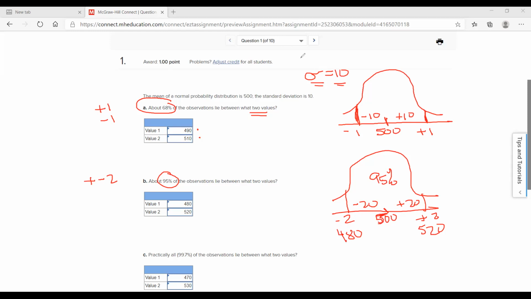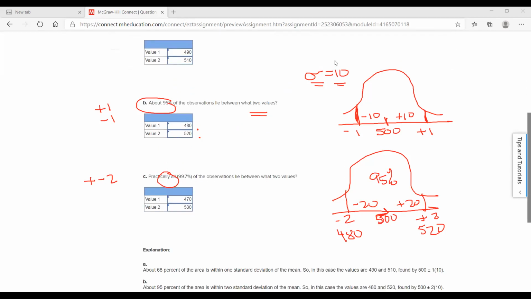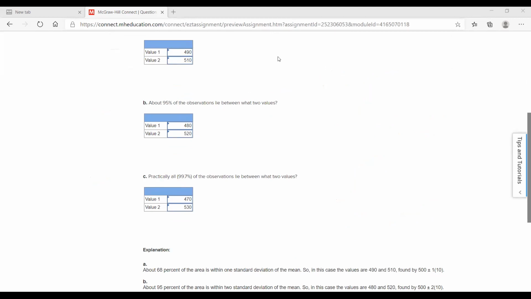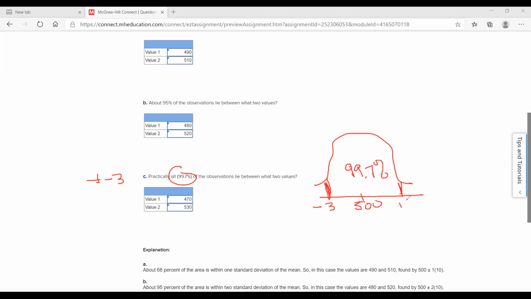Now on the third one, let me move this down. By definition, at 99.7%, we know that's plus or minus 3 standard deviations. So if I drew my curve, sorry, my writing isn't the best, you're basically saying you got 500 in the middle, and again, 99.7%. So you got a -3 and a +3 standard deviations. So you're going to add 30 and subtract 30, because remember, 3 times 10 is 30. So you're going to get 530 and 470 as your two values.